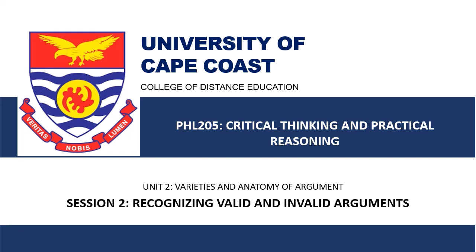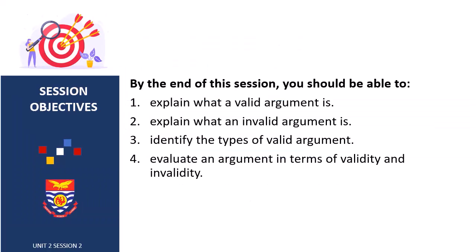We are still on Unit 2, Varieties and Anatomy of Argument. Today we will be looking at Section 1, which is Recognizing Valid and Invalid Argument. The aim of this session is to explain what a valid argument is, explain what an invalid argument is, and also identify valid arguments and know how to evaluate an argument in terms of validity and invalidity.